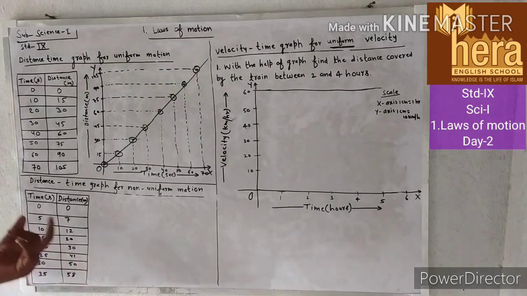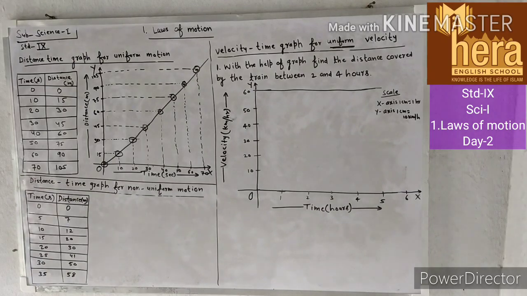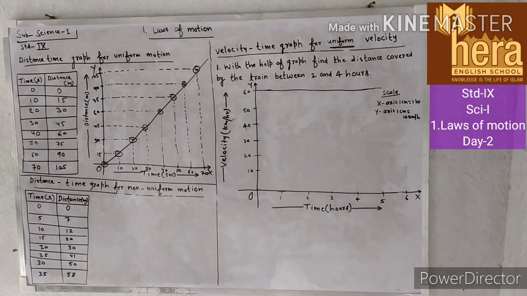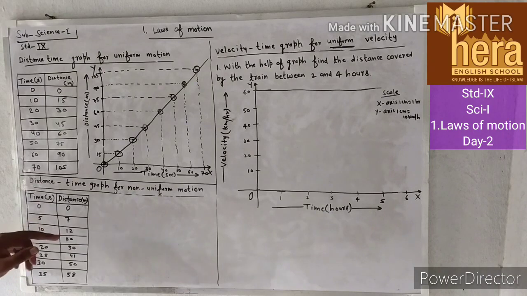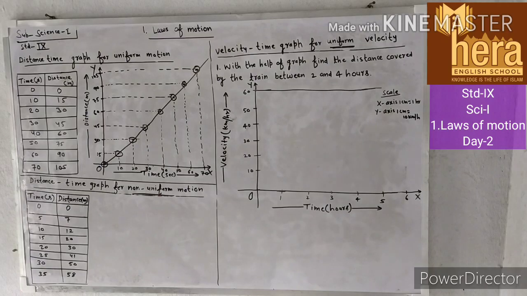Now we have to plot distance time graph for non-uniform motion. So again, time we will take on x-axis, distance we have to take on y-axis. As I have told you, time is always taken on x-axis. This is the distance time graph for non-uniform motion. Non-uniform motion is what? An object moves unequal distance in equal time interval.